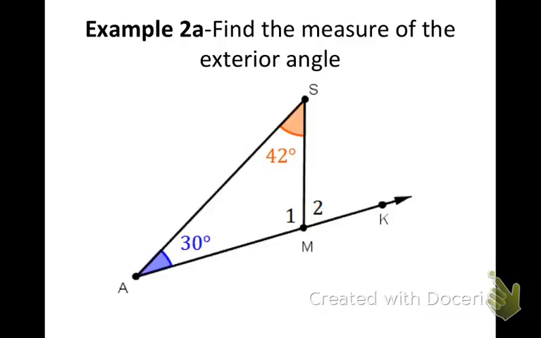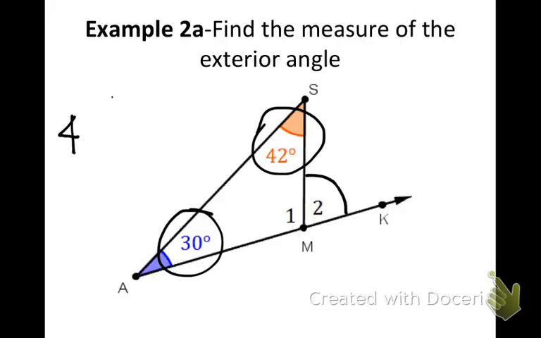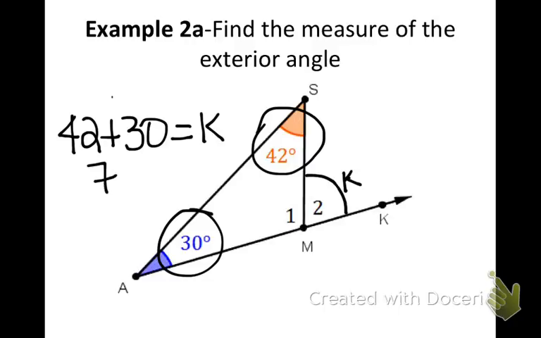Okay, so here's our example, and we just talked about how the sum of the two interior angles must equal the one exterior angle. So we're trying to solve for angle 2. We know 42 plus 30 must equal our exterior angle, and we're just going to call that little k. So we'll add our two numbers, so 72 degrees equals k. We can check our answer.